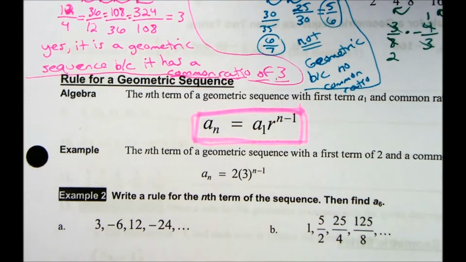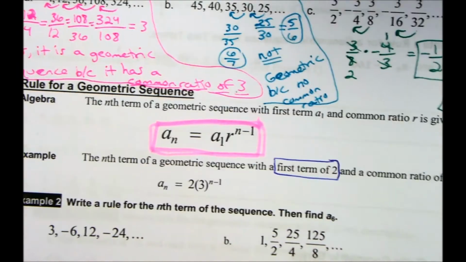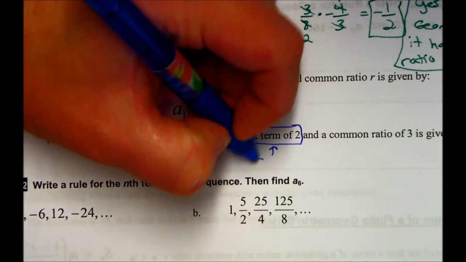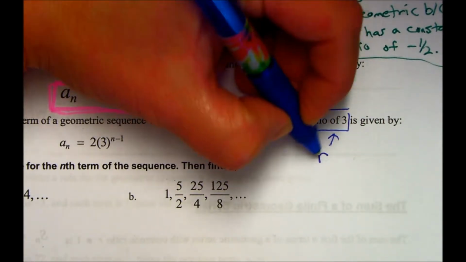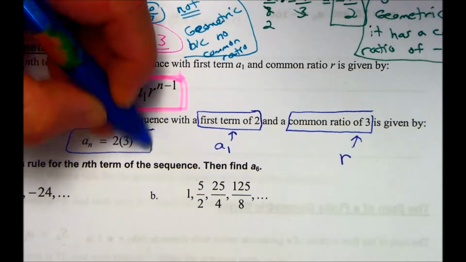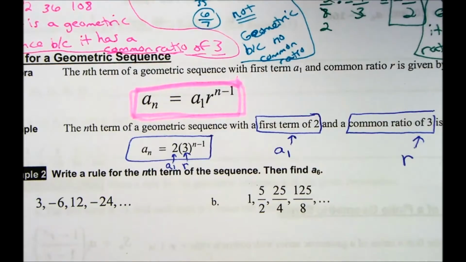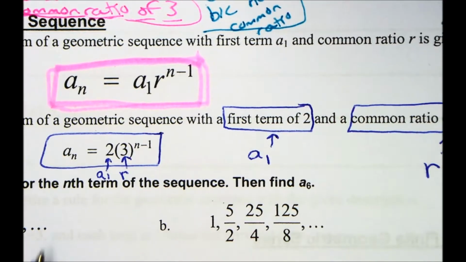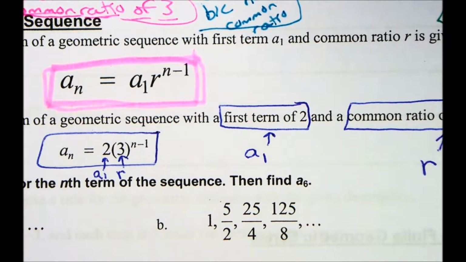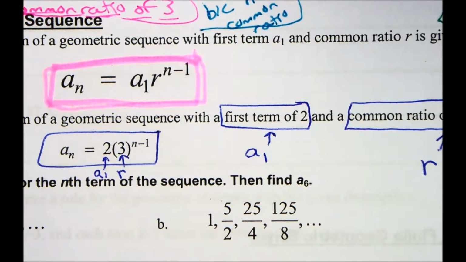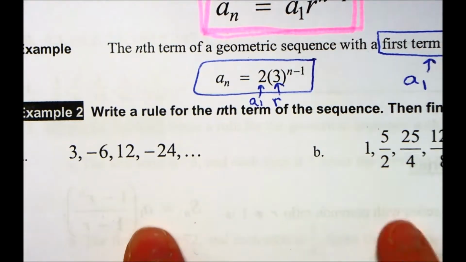So in this quick example, they say that if the first term of the sequence is 2, that would be your a sub 1, and the common ratio is 3, that would be your r, then this would be the equation. So the a sub 1 is 2 and your r is 3. Now if I wanted to find the 10th term of this sequence, I would plug in 10, take 10 minus 1, get 9, take 3 to the 9th power times 2, and that would give me the output. But that's not what we're asked to do, so we are going to be writing equations or rules to go with these geometric sequences now in example 2.